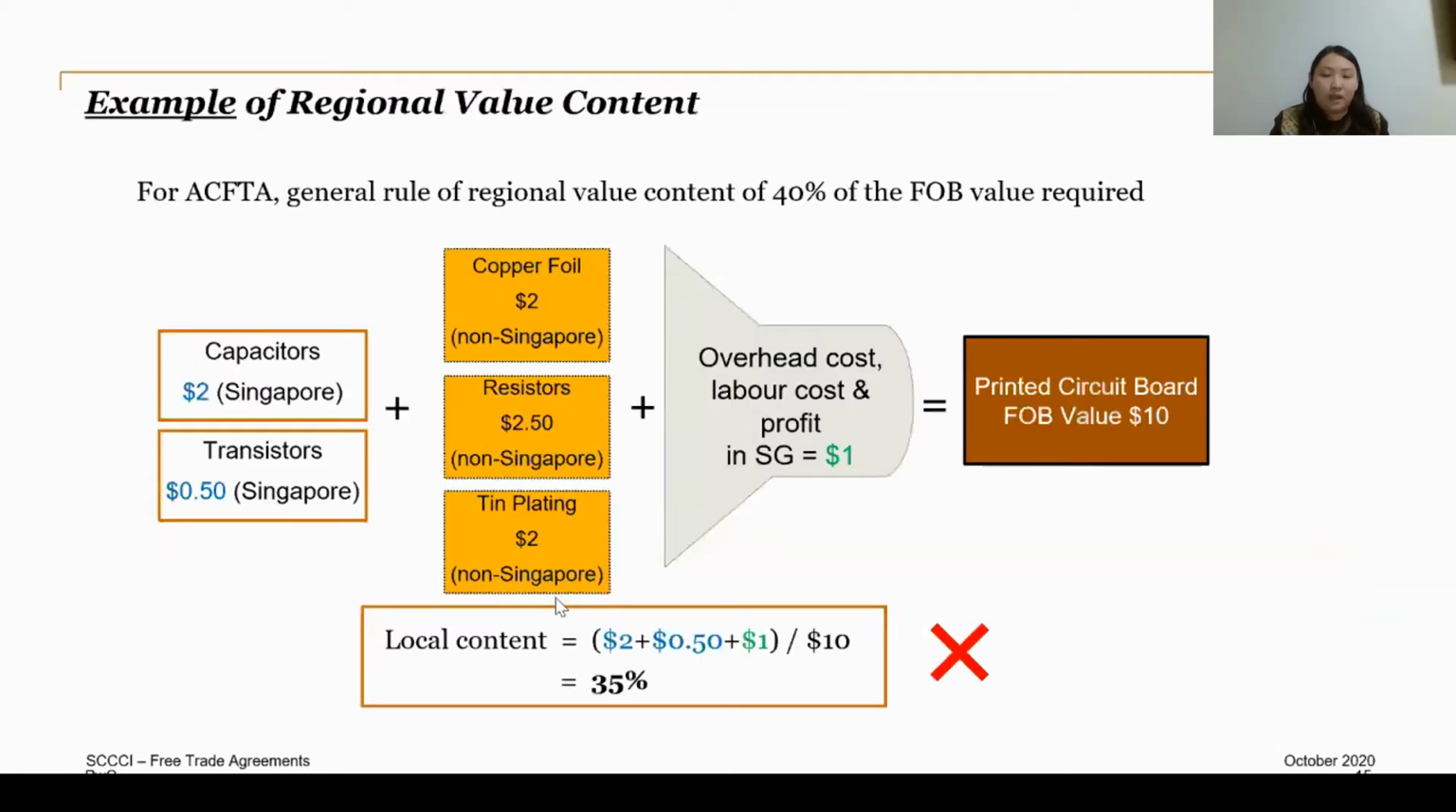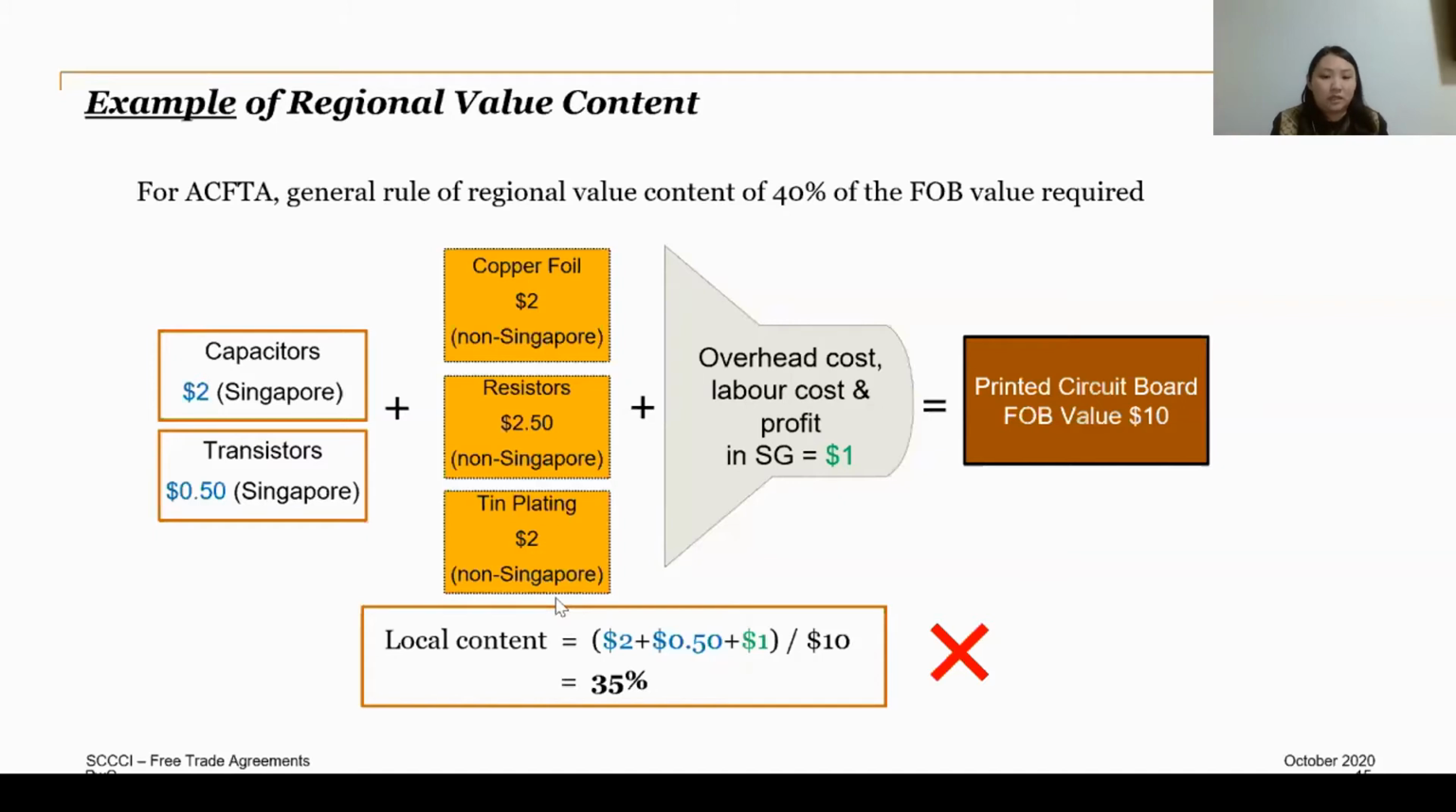So I have here another example of regional value content. This is ACFTA, which I mentioned. For ASEAN agreements, a lot of them, the basic rule is 40% RVC. You can see here I have capacitors and transistors that I buy in Singapore. And then I have some materials that I buy from non-Singapore countries. It doesn't matter where, but outside of Singapore. So I import them. And then I have some labor, overheads, and some profit, which amounts to $1. Then I total it all up, and that's my FOB value, which is $10.